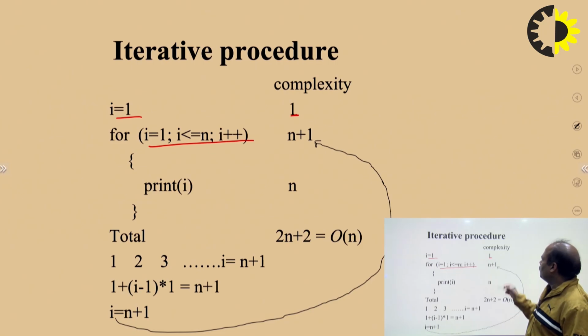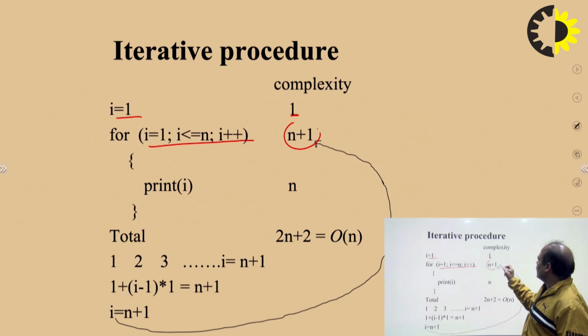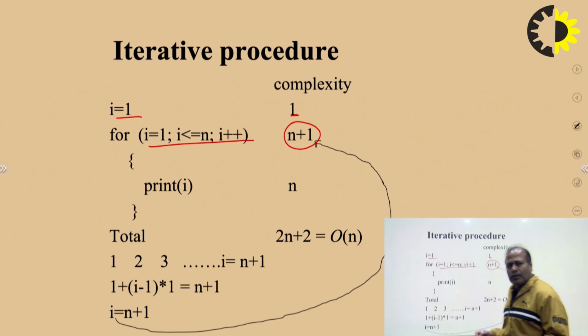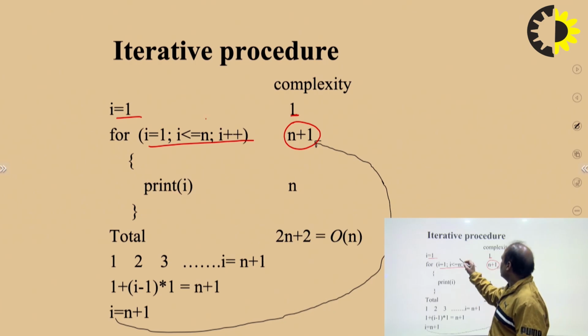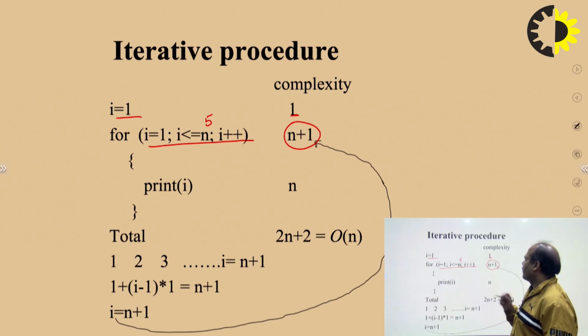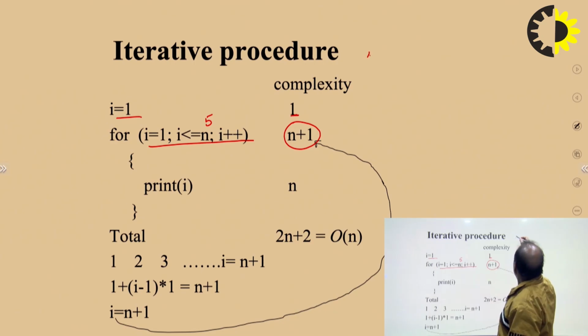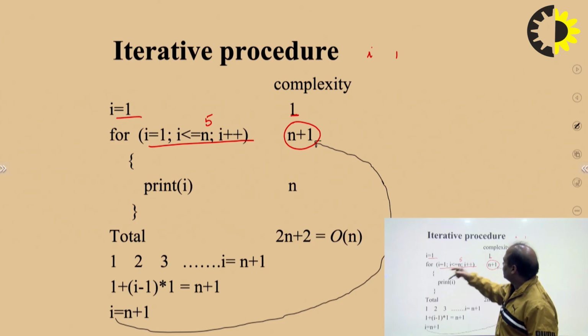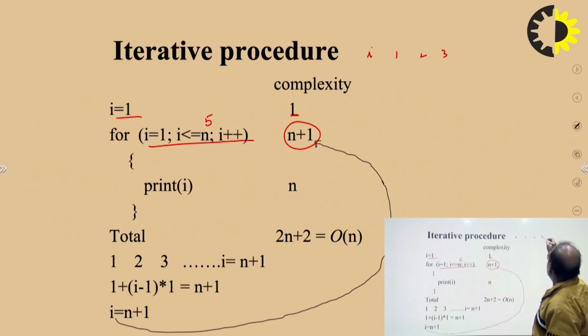You may wonder why it is n plus 1. Look here, it's a very simple procedure. Suppose n equals 5. Then i will be 1, then 2, then 3, then 4, then 5.